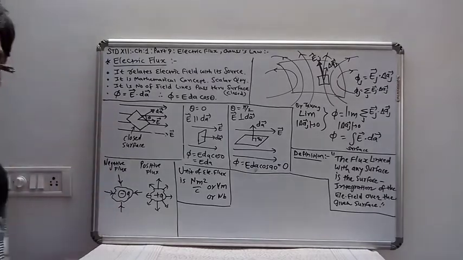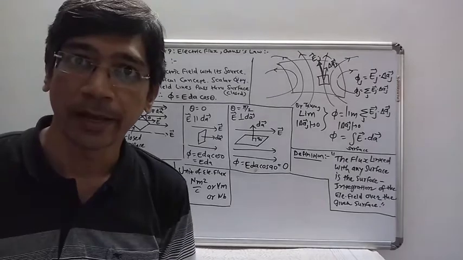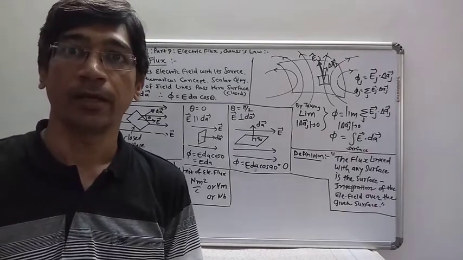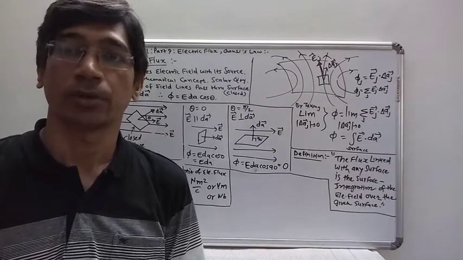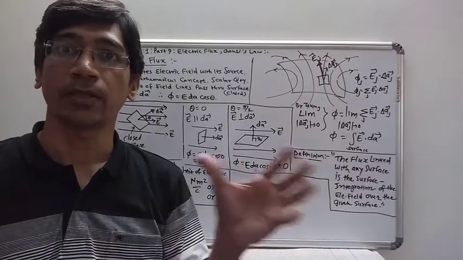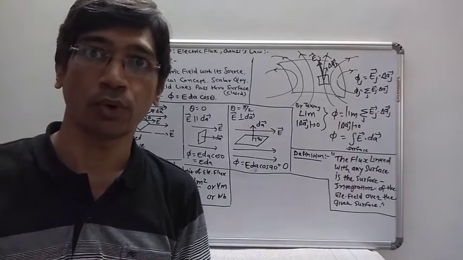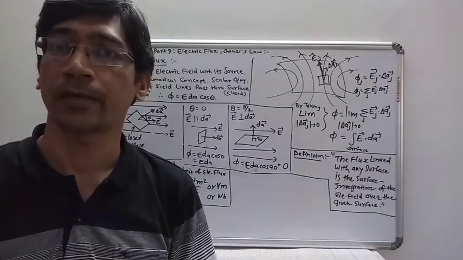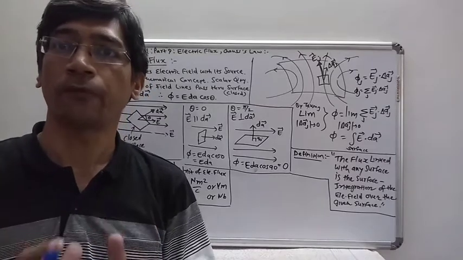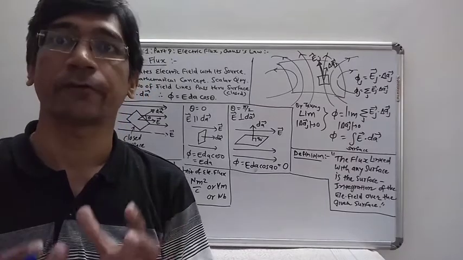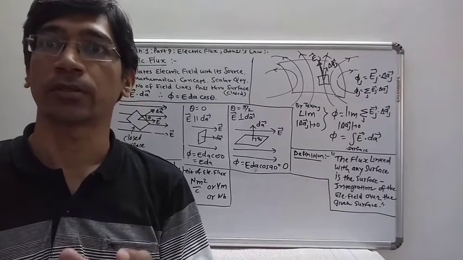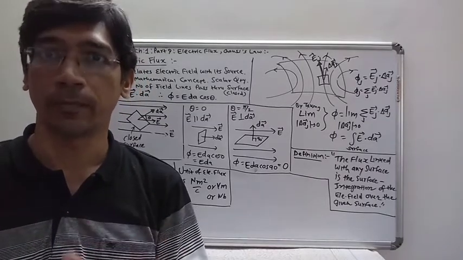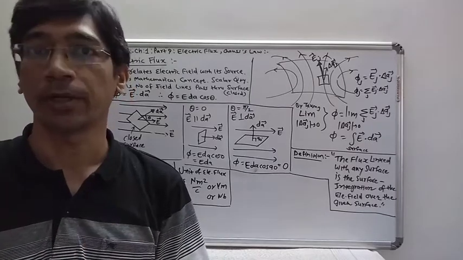Generally, electric flux is the number of field lines through the surface area. Whenever we take any electric field from the source, and imagine a closed surface, the number of field lines coming out from unit surface area is known as the electric flux. So electric flux is just a number, it is a scalar quantity.